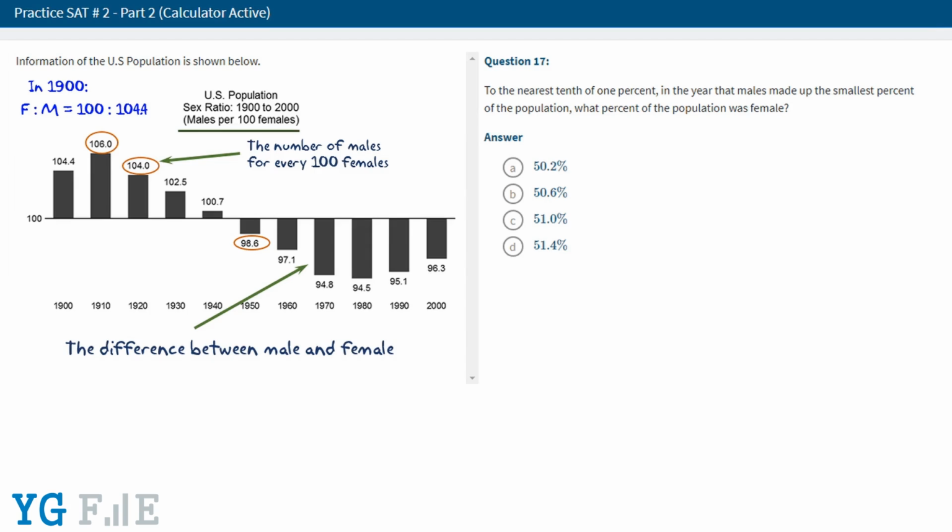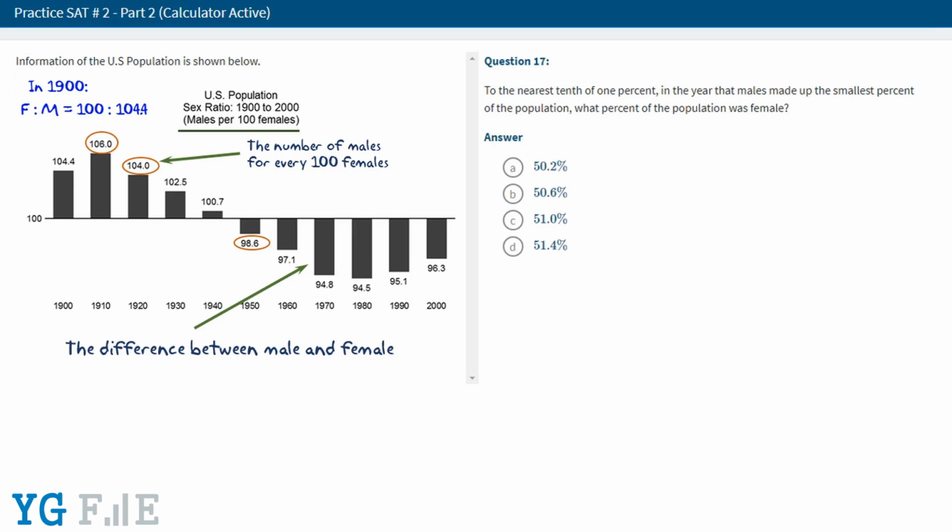So if we have a higher bar, the difference is higher. An upward bar tells us the positive difference, and a downward bar tells us the negative difference. If we have a positive difference, then the number of males is greater than the number of females. If we have a downward bar, we have a negative difference, or in other words, the number of males is less than the number of females. So we have those two pieces of information from this graph.